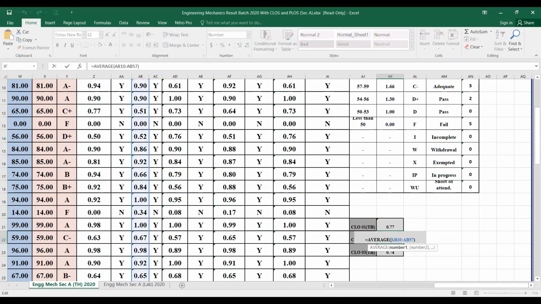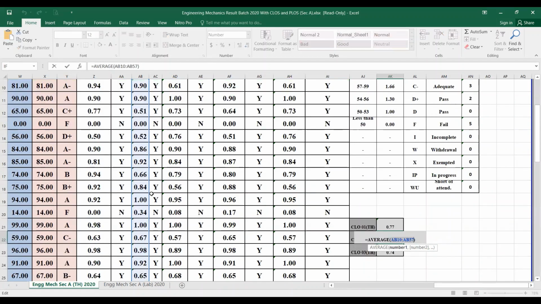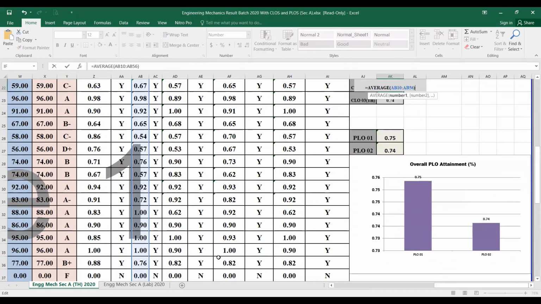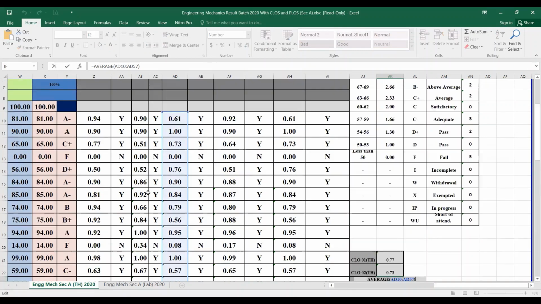CLO2. Now, what you have to do, you have to select this, and place equals to AVERAGE, select the CLO2 attainment column of all the students, and take out its average. And when you see its average, what percentage are you getting? 73%. So it is more than 50%. It is somehow satisfactory. So now this is CLO3 attainment.